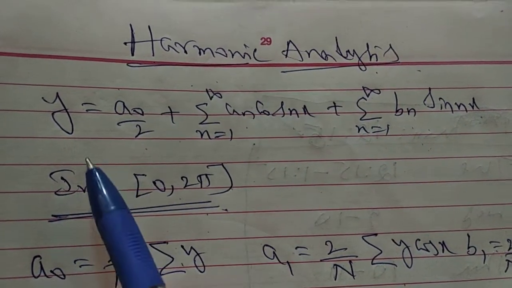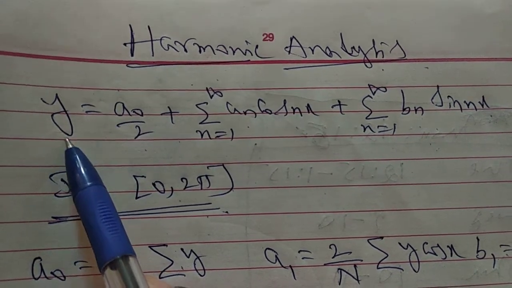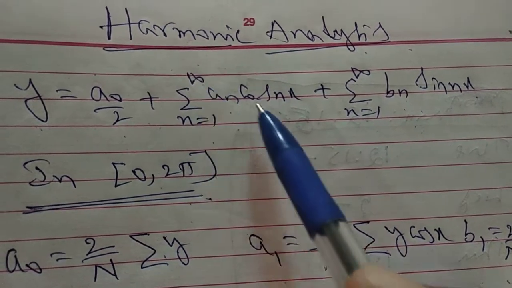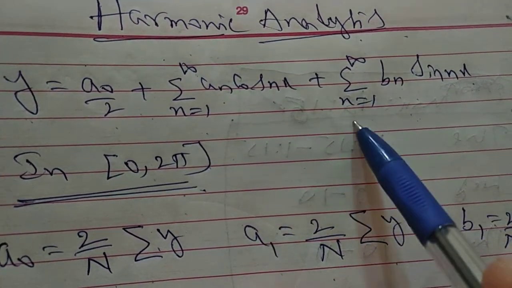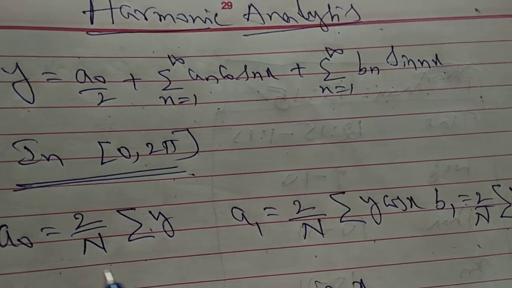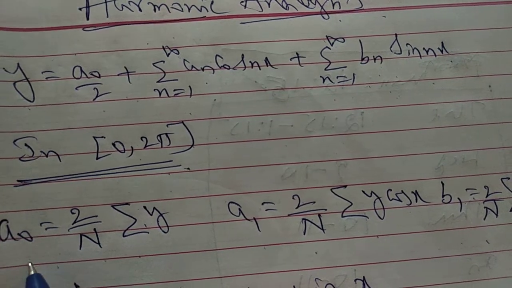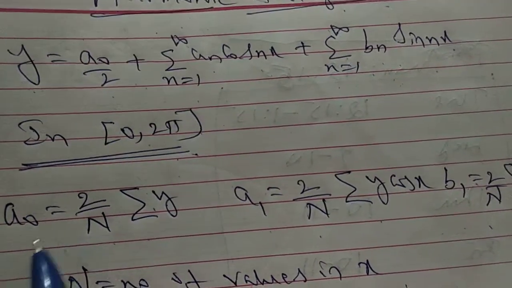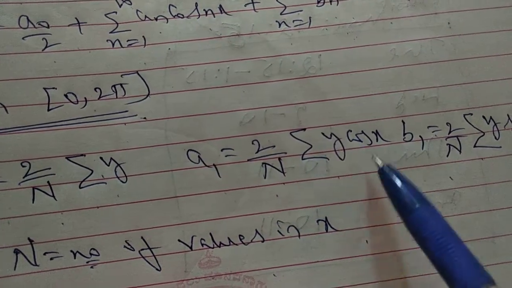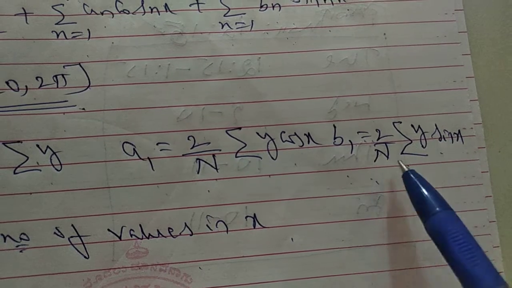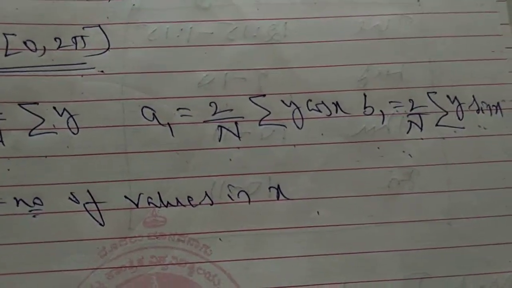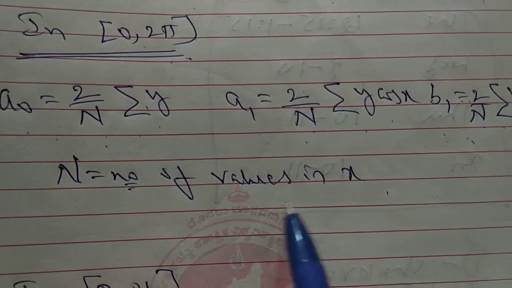Now what is the formula for Fourier series? Fourier series is given by the expression y is equal to a naught by 2 plus summation of n equals 1 to infinity a n cos nx plus summation of n equals 1 to infinity bn sin nx. So here you have to find out the a naught value. The formula: a naught is equal to 2 by n summation of y, a1 is equal to 2 by n summation of y cos x, and b1 is equal to 2 by n summation of y sin x. Here n means the number of values in x.